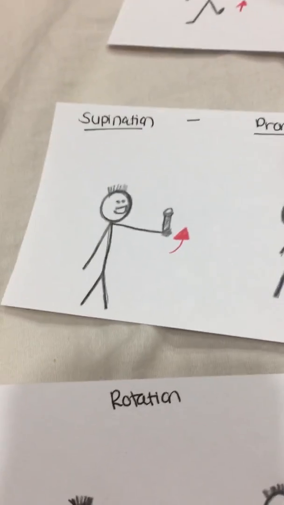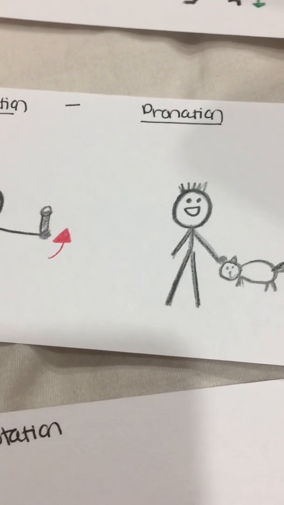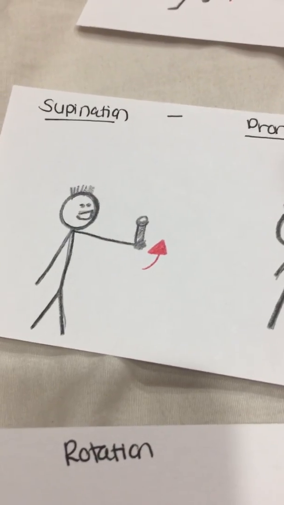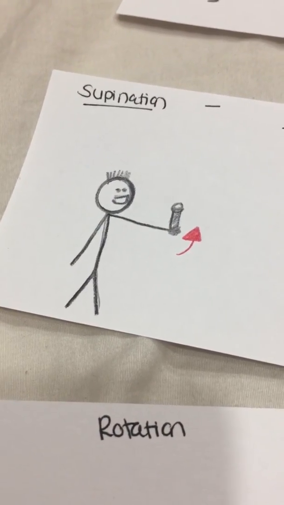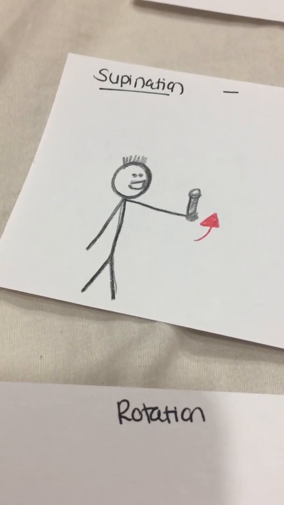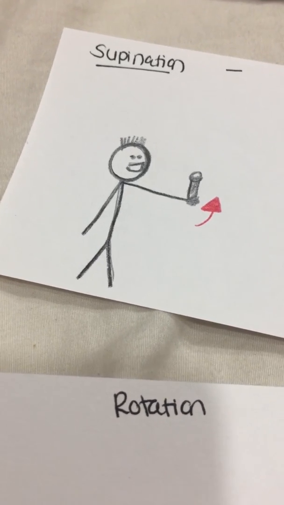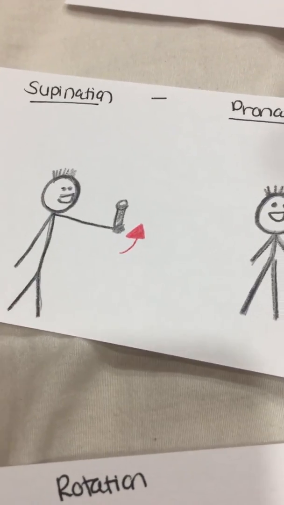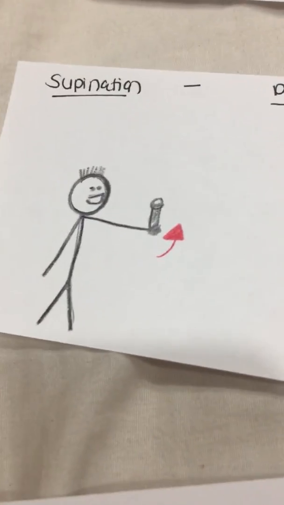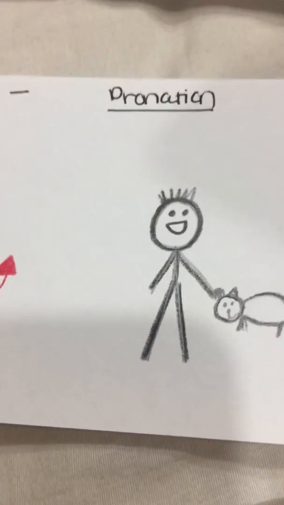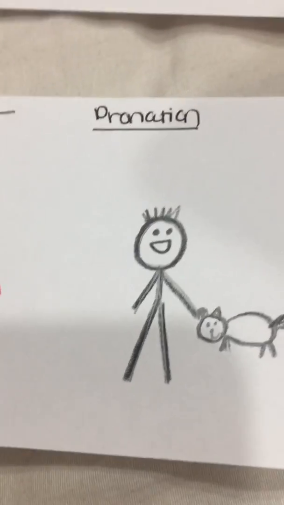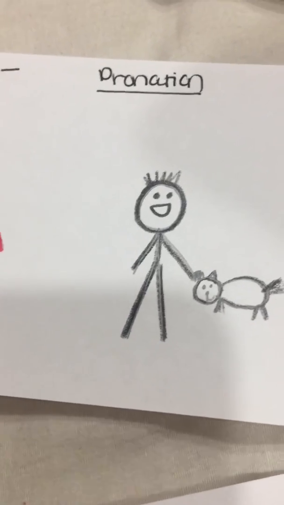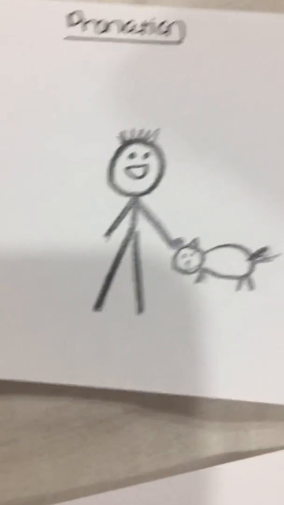And after that we have supination and pronation. So supination is the movement of the forearm that turns the palm upward. So right here he is holding a water bottle, so his palm is facing upward. And here, pronation, I think of it as since your hands are downward, like petting a dog. So his palms are face down.